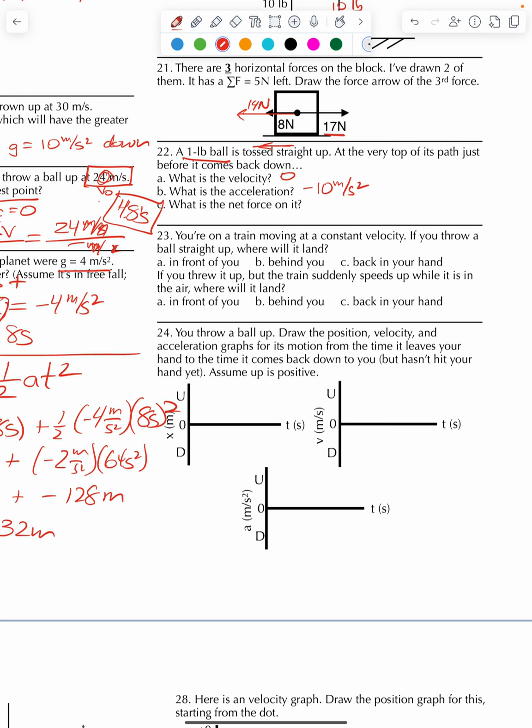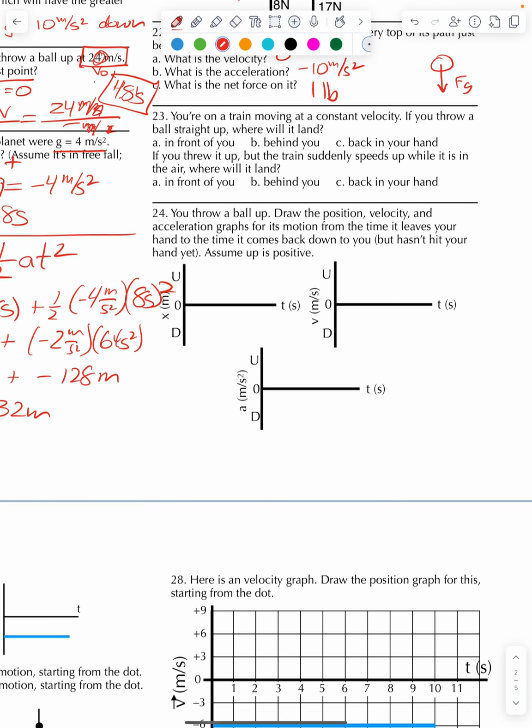What is the net force on it? Well, I assume, good. I was going to say, I didn't say that there's no air resistance, but if it's at the top of its path, then there is no air resistance because it's not moving, for that tiny fraction of a second. So there's no air resistance. We don't have to worry about it. What's the only force on the ball at the top of its path? Its weight. And what is the weight? It is 1 pound. Okay.